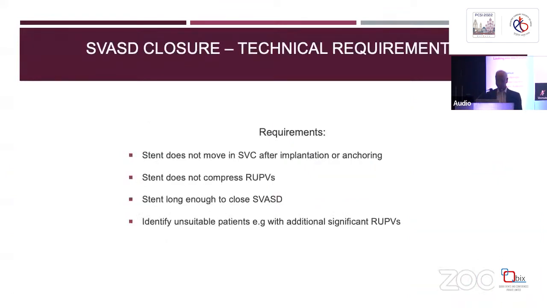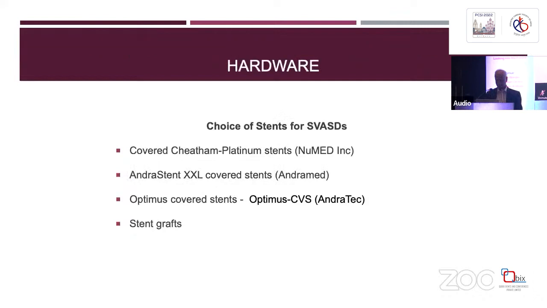Well, the stent should not move in the SVC after implanting or anchoring. It should not compress the right upper pulmonary vein drainage. It should be long enough to close the sinus venosus defect. And really, as shown with the previous case, you should identify unsuitable patients, such as those with significant additional right upper pulmonary veins, which are likely to be either blocked or compressed completely.